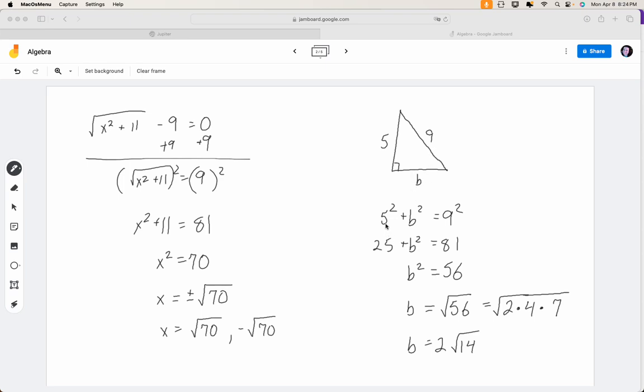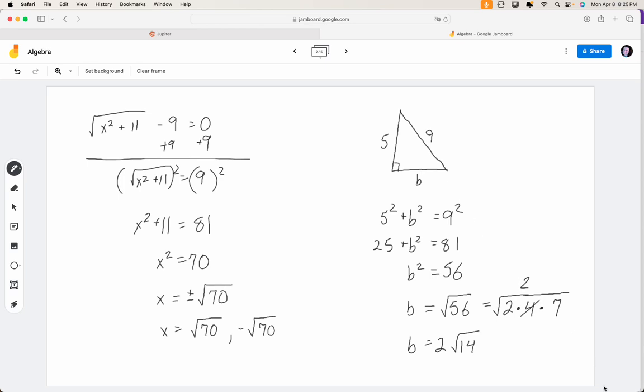So we use the Pythagorean theorem: 5 squared plus b squared equals 9 squared. So 25 plus b squared is 81. We subtract 25 from both sides. b squared is 56. Unsquare everything. 56 is factored as 2 times 4 times 7. So 4 is the only thing that we can pull out and make that a 2. So 2 times the square root of 2 times 7, which is 14, would be the length of b.